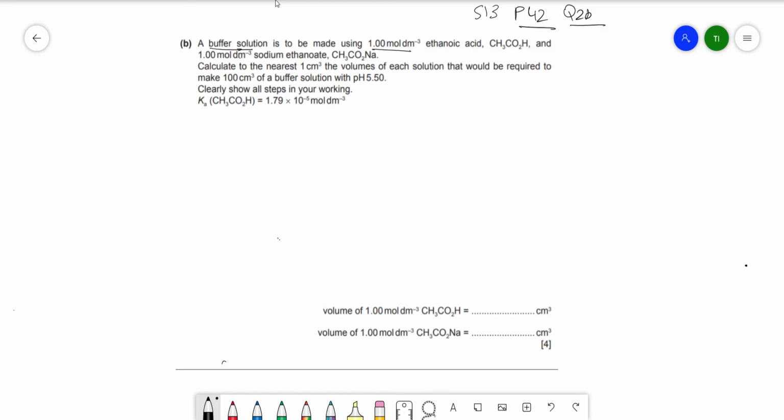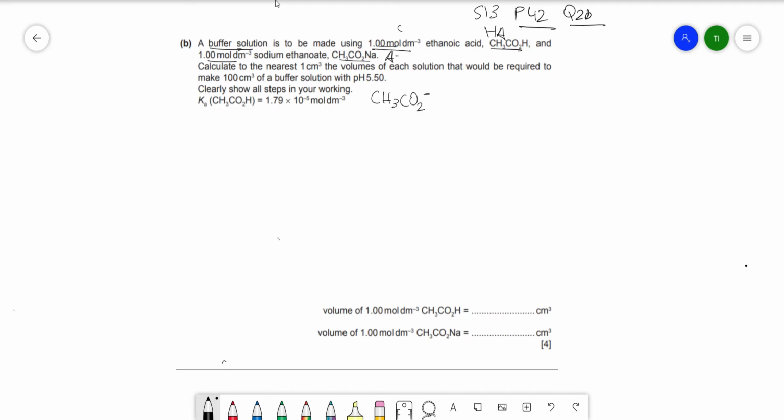The question began by saying that it's a buffer solution that has been made by using 1 mole per dm³ concentration of ethanoic acid. So that's our acid. And 1 mole per dm³ of sodium ethanoate, and that's our base. This actually isn't the base, that's just a salt. The actual base is CH3CO2⁻. Why is this a base? Because it's negatively charged, so it can accept a proton, i.e. H⁺, and therefore is a Brønsted-Lowry base, right?